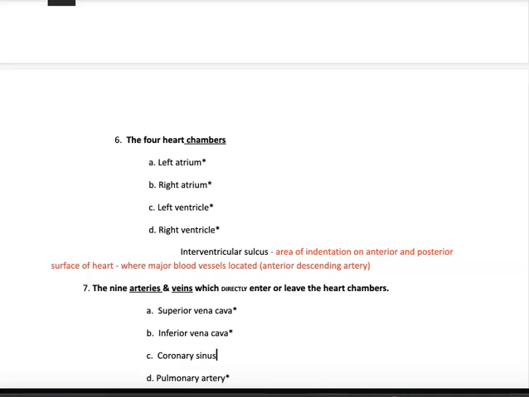The best way to learn these parts, and I'm sure I've said this to you more than once, is to learn the order of blood flow through the heart. Learn the parts in that order, and you'll have an easier time.